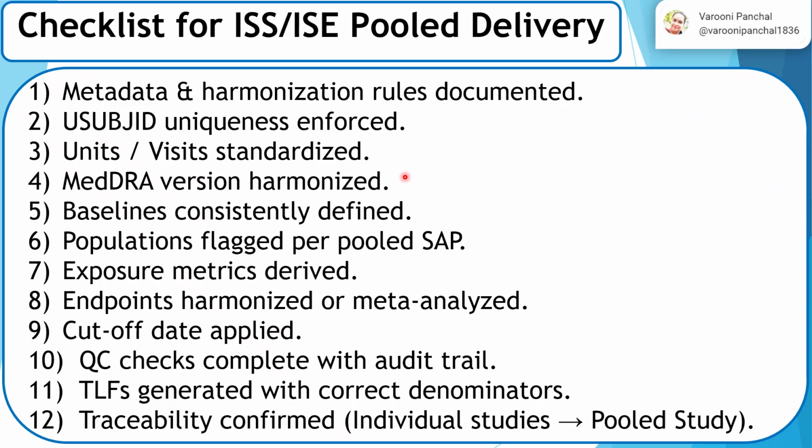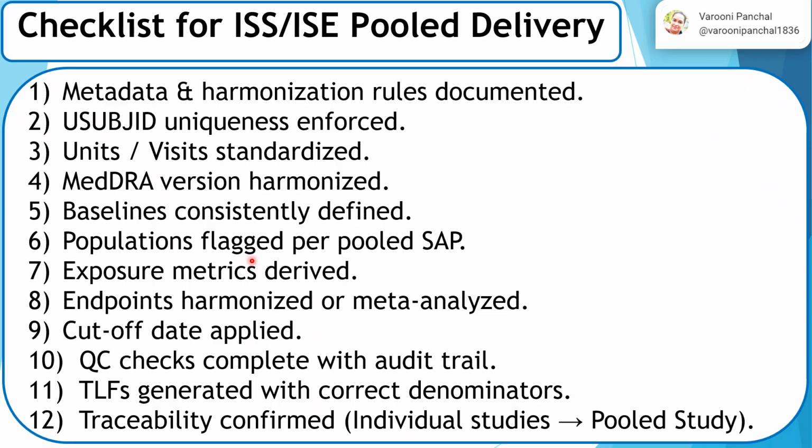The version needs to be harmonized. No matter that different MedDRA versions were used in different 12 individual studies, when you're working in the ISS study, ensure that the same, single version is used in the ISS and ISE study. The baseline needs to be consistently defined. The baseline needs to be defined as pooled in ISS and ISE, and then you can convert your database accordingly from the 12 individual studies.